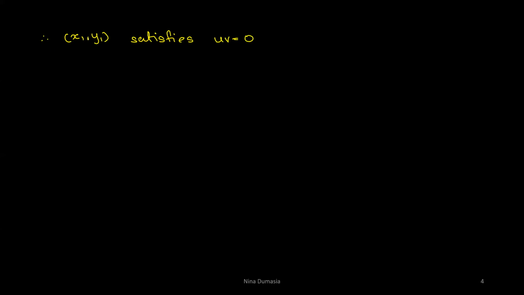Now, if x1 comma y1 satisfies uv is equal to 0, then I had taken any random point, I had picked any point on u is equal to 0. What this means is that whichever point it is on u is equal to 0, it will definitely satisfy uv is equal to 0 as well. Okay, so therefore we can write that any point on the line, instead of any you can also write every point. Okay, any point or every point on the line u is equal to 0 satisfies the equation uv is equal to 0.